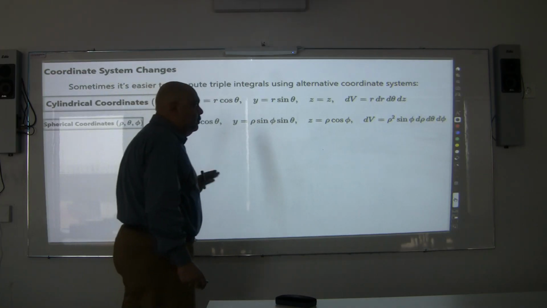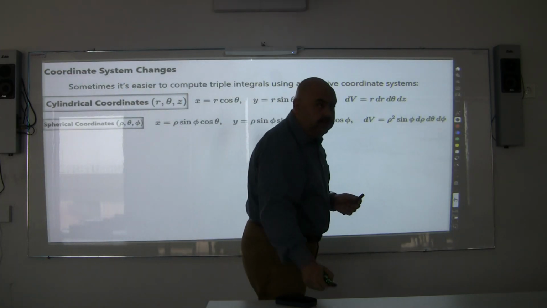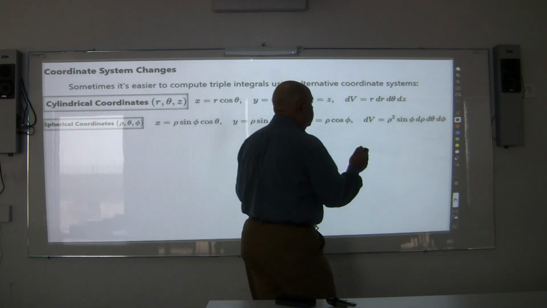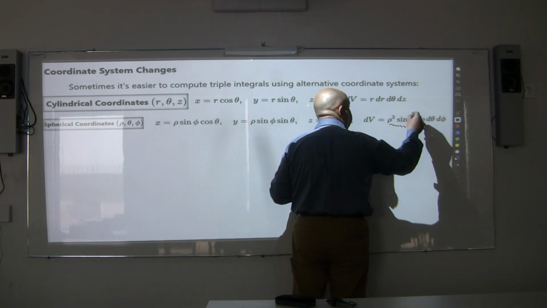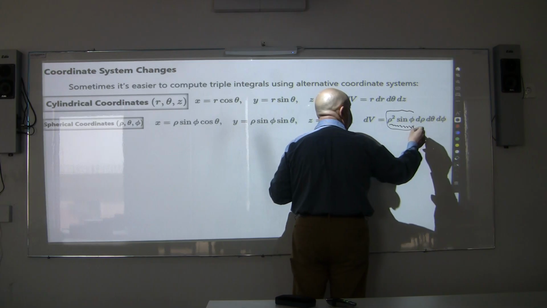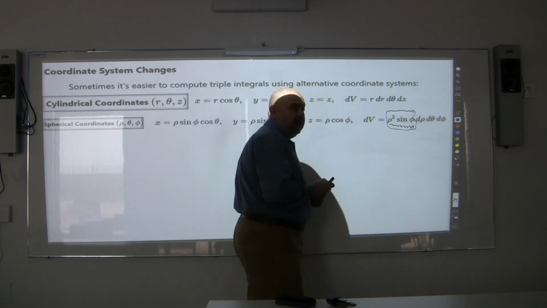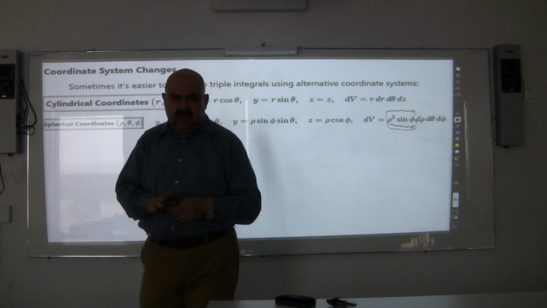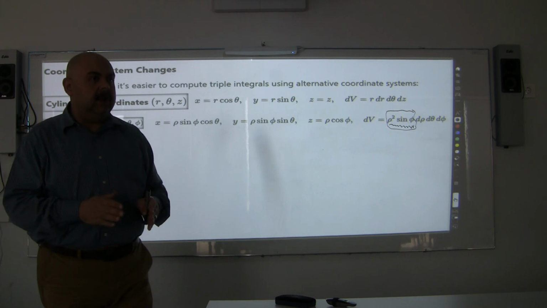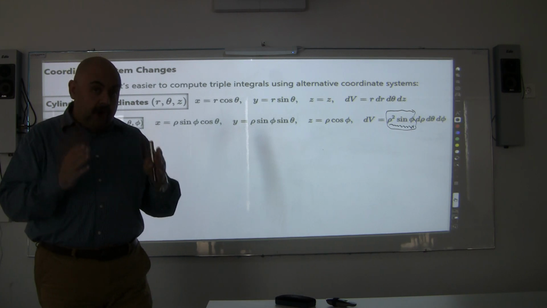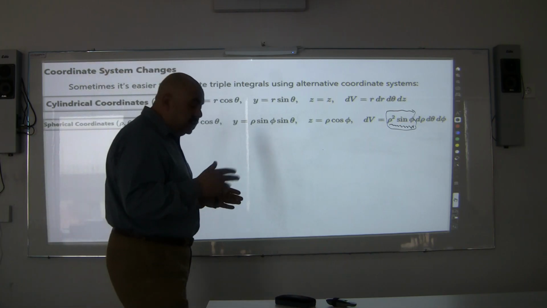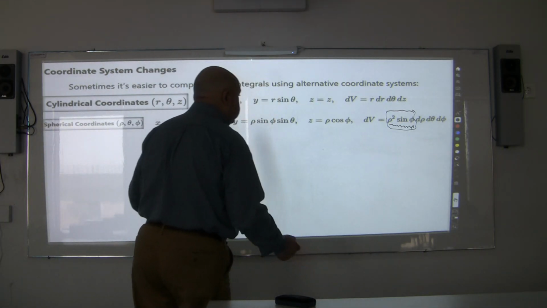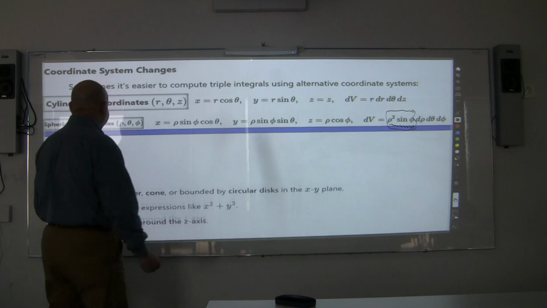What really matters, and what's new for you, is the Jacobian value. The Jacobian value here is rho squared sine phi. So you will have to memorize this part carefully. So I can replace dx, dy, dz in spherical coordinates with rho squared times sine phi, times d rho, d theta, and d phi.